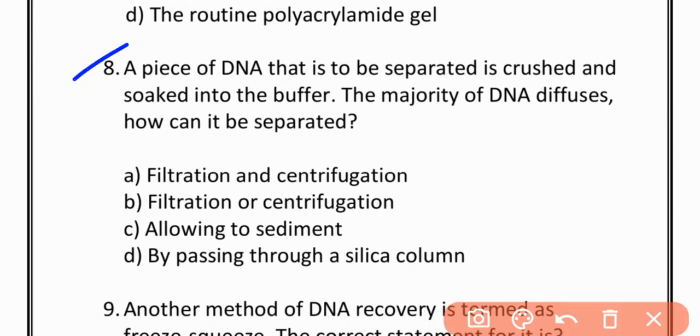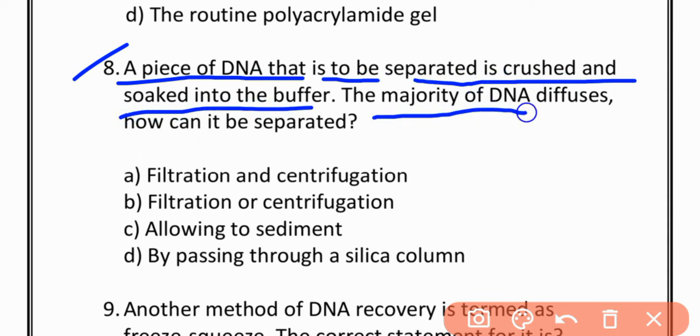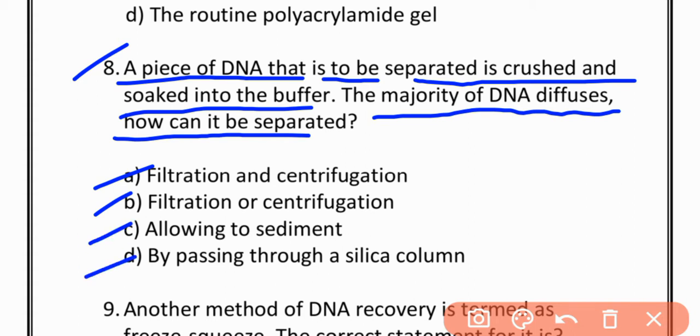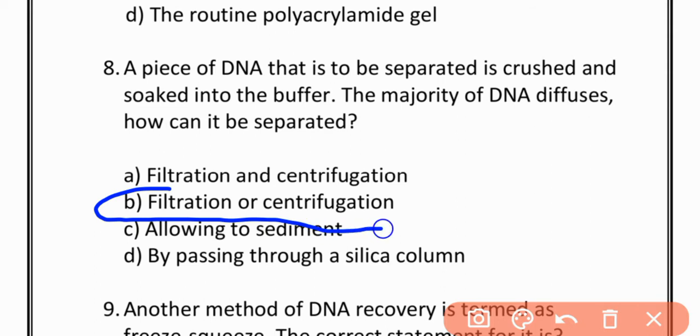MCQ 8. A piece of DNA that is to be separated is crushed and soaked in buffer. The majority of DNA diffuses out. How can it be separated? A. Filtration and centrifugation. B. Filtration or centrifugation, allowing to sediment. D. By passing through a silica column. The correct option is option B. Filtration or centrifugation, only one of the two.